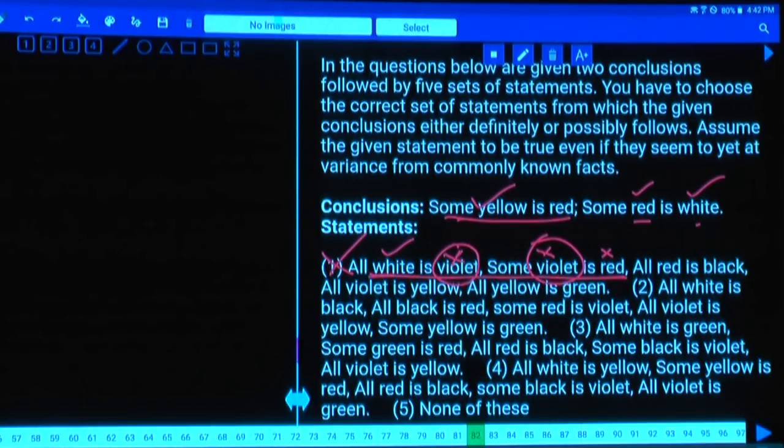Done with this? Yes. What is the concept we discussed here? Between two statements we should have a common term. That common term should be distributed at least once, isn't it? And as it is not distributed here, hence the conclusion cannot be drawn.